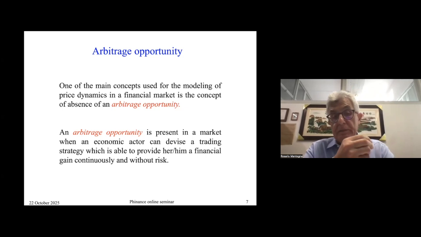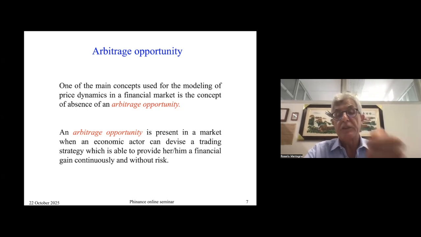If we do a formal formulation, an arbitrage opportunity is present in a market when an economic actor can devise a trading strategy which is able to provide her or him a financial gain continuously and without risk. Of course, there are a lot of people investing in the financial market to obtain a gain with respect to their investment, but this is never without risk. If you see some strategy that you can act on continuously and without risk, this is an arbitrage opportunity.